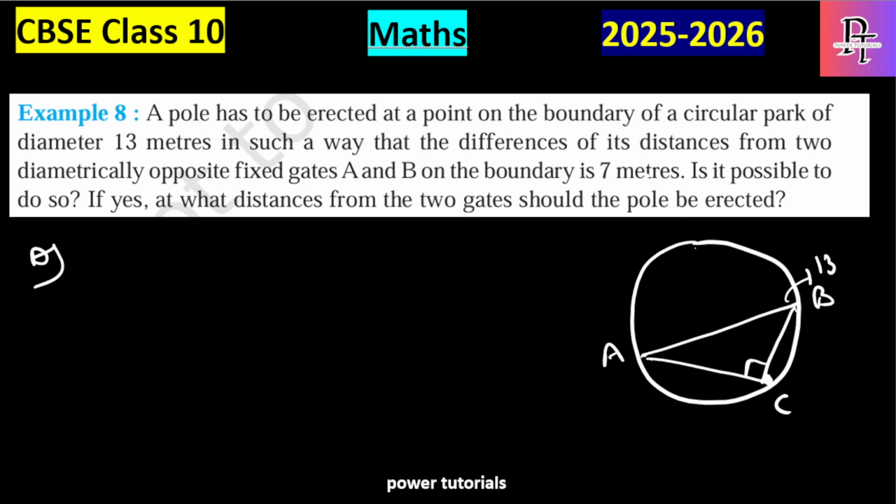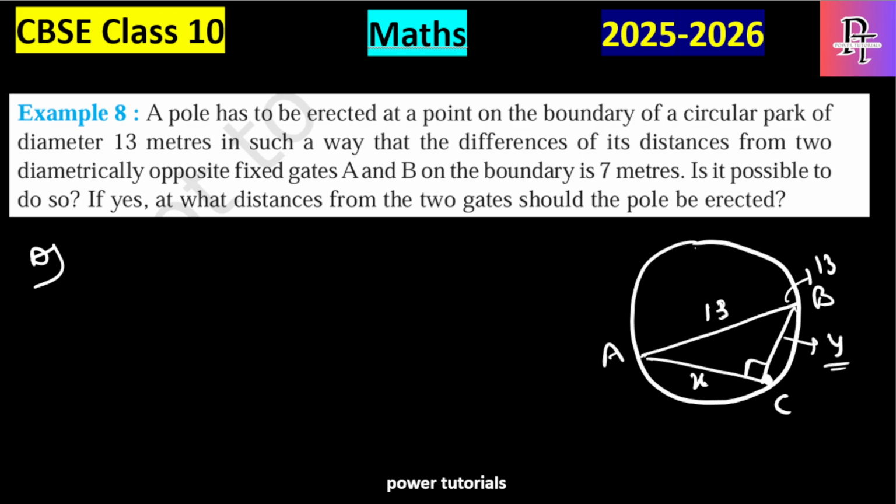Okay, they're saying that the difference of its distances from the two diametrically opposite fixed gates A and B on the boundary is 7 meters. Is it possible to do so? If yes, find the distances. So we'll see whether it is possible or not. So this distance we know is 13. Let's assume this as x, and we need to find the other distance. It is y, but we will write it in terms of x.